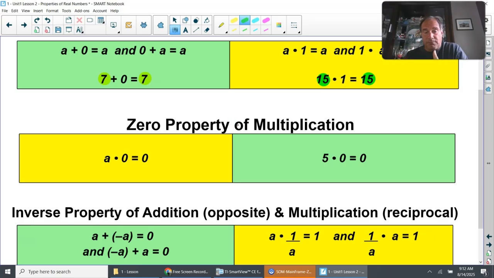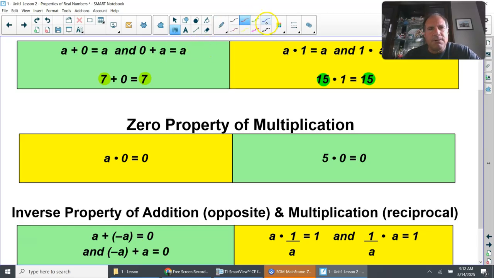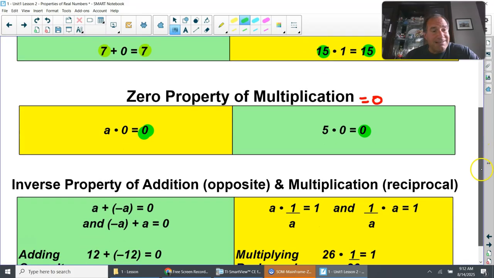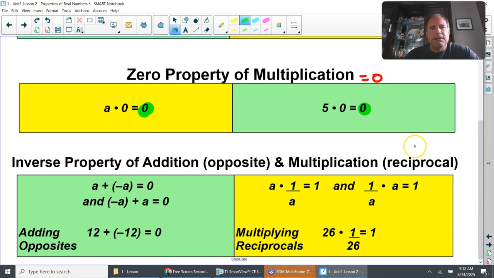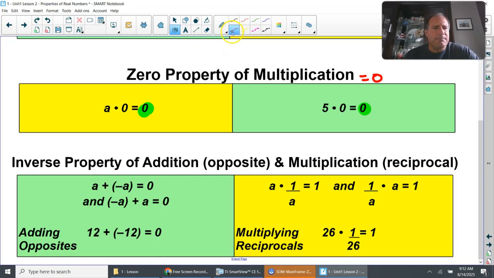Zero property is when you're multiplying and it equals 0. So pretty easy when we're talking about equals to 0. When you talk about multiplication, making something equal to 0 is just when you multiply by 0. So 5 times 0 is 0, and a times 0, anything times 0, is 0.